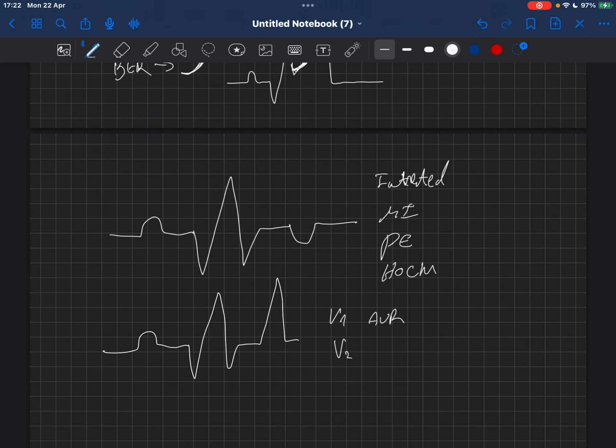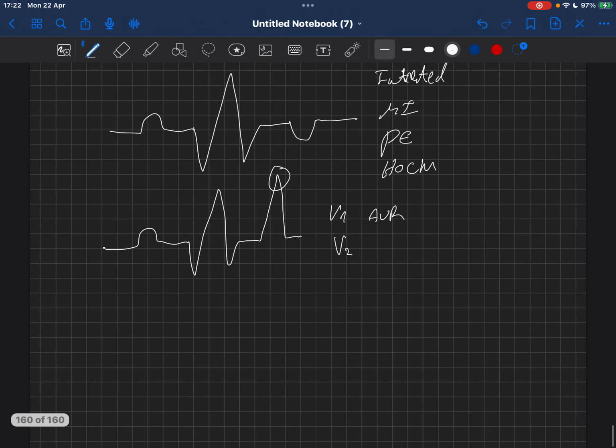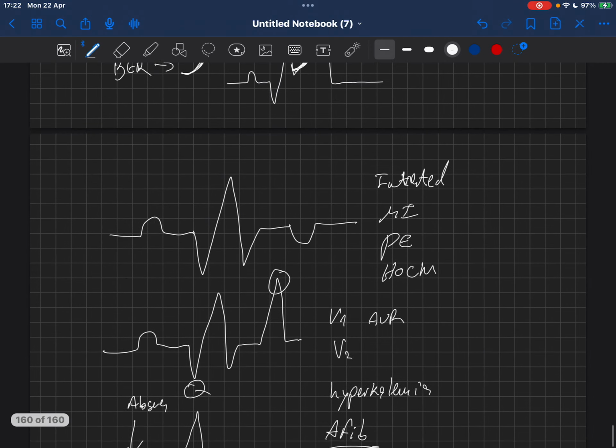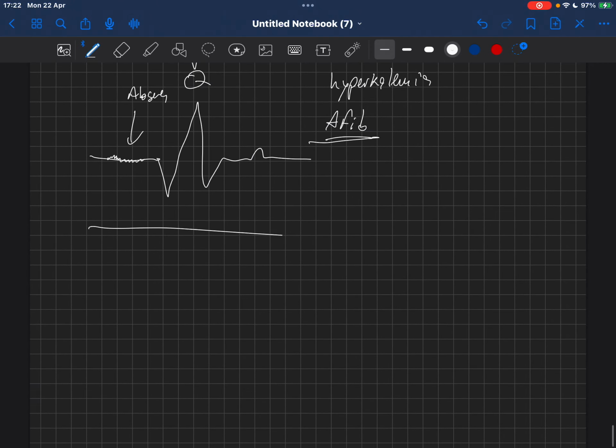There is also the peaked T wave. When the T wave is quite peaked, it can be seen in hyperkalemia, high levels of potassium in the blood. Another thing that I want to show you is the absence of the P wave, or a P wave that looks like this. It can be seen in atrial fibrillation. Okay. I didn't talk too much about the Q wave. Sometimes when the Q wave is quite prominent, it can be a sign of previous myocardial infarction.